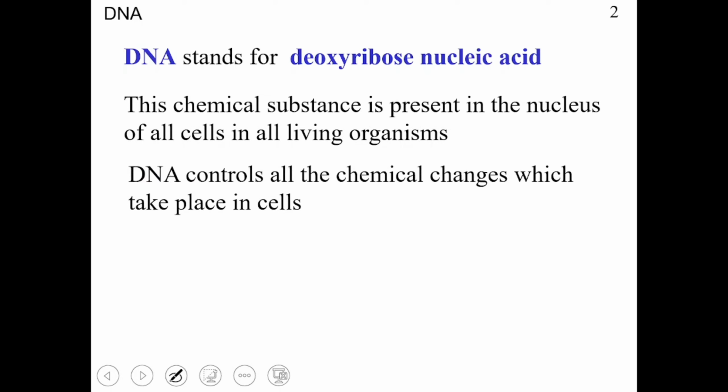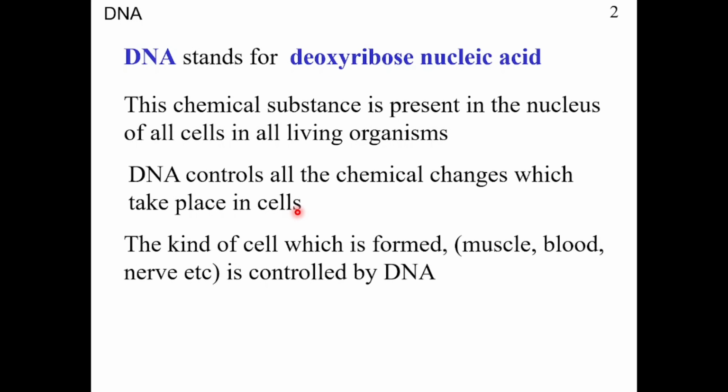DNA controls all the chemical changes which take place in cells. The kind of cell which is formed, that is muscle cell, blood cell, nerve cell, any sort of cell, is controlled only by DNA, that is deoxyribonucleic acid, and it's our genetic material.